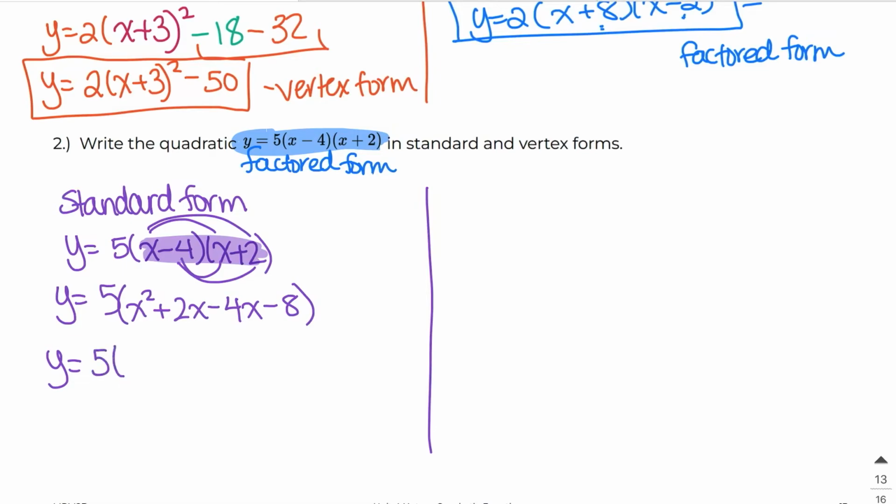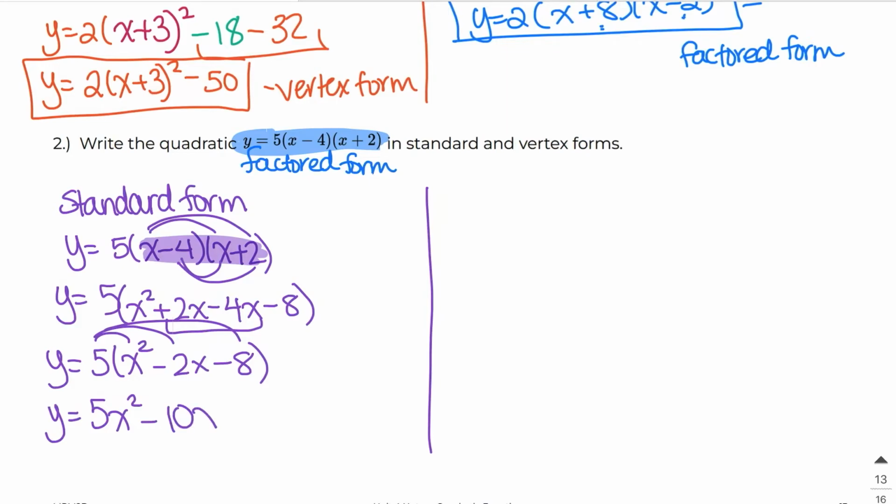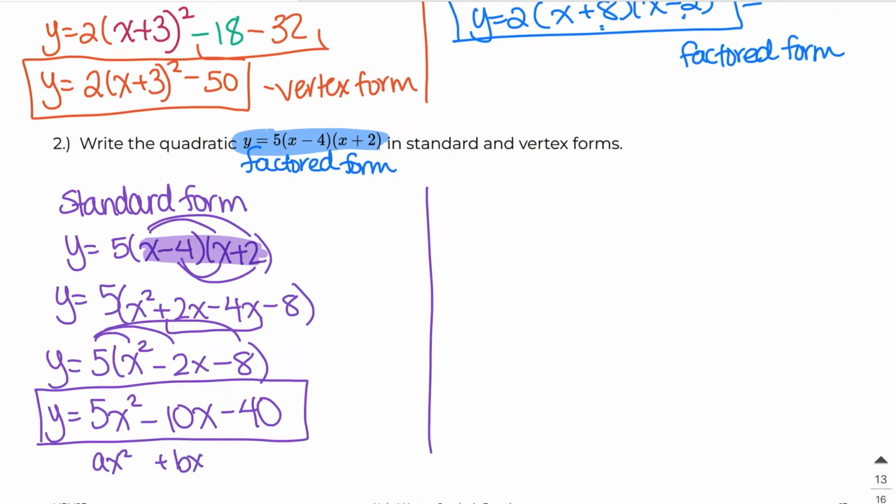So I'll just go ahead and collect my like terms, and I know that these two terms together give me a negative 2x. So then when I distribute that through, I get y equals 5x squared minus 10x minus 40. Okay, and now I have this in standard form. I've got the ax squared right here, I've got the bx right here, and I've got the c right there. So this is in standard form.